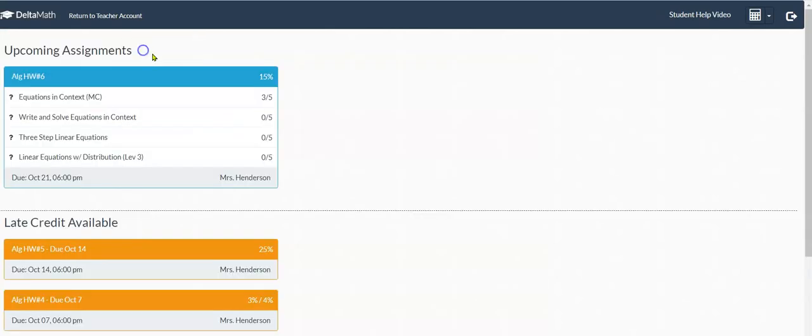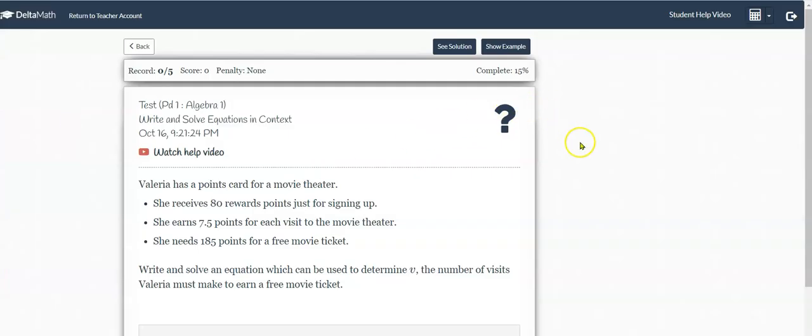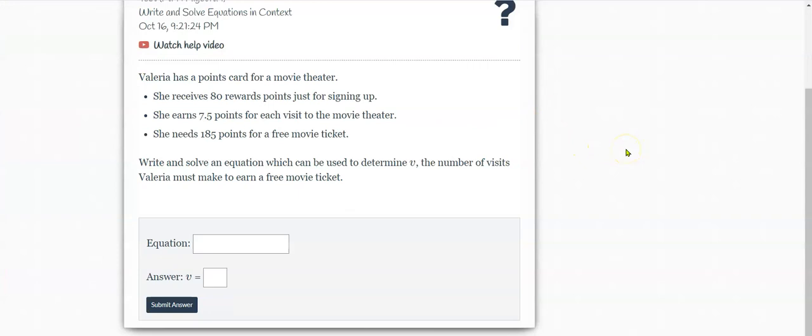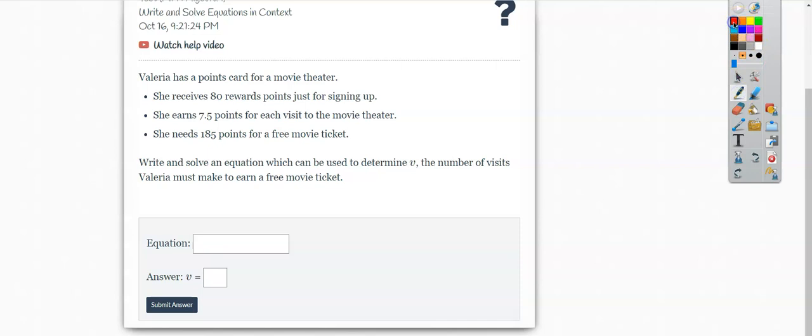Okay, we are going to go to the next lesson, which is write and solve equations in context. Very similar to what I was just writing on the screen here. Valeria has a points card for a movie theater. She receives 80 reward points just for signing up. So let's start translating like I was doing before. She receives 80 reward points just for signing up. So she gets 80 one time. Just for signing up, she gets 80 points.